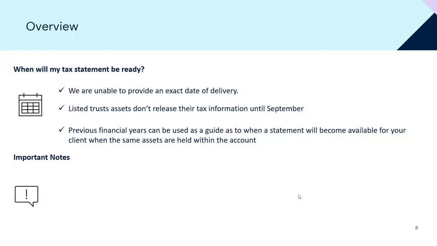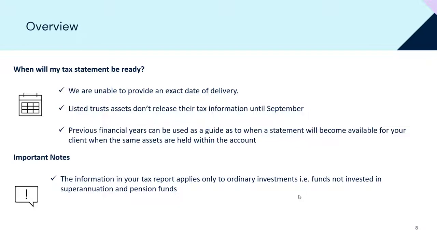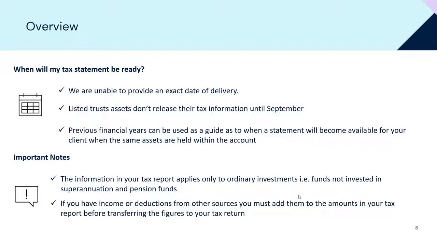There are some important notes, including the information in the tax report applies to ordinary investments, so funds not invested in super and pension accounts, and is limited to IDPS clients only. If you have income or deductions from other sources, you must add them to the amounts in the tax report before transferring the figures to the client's tax return.